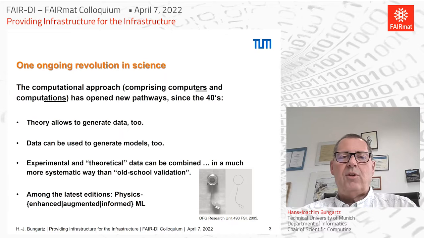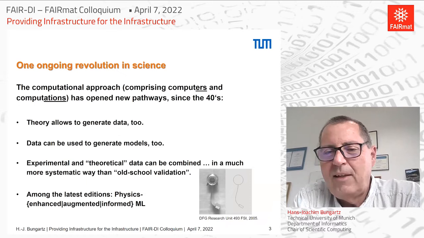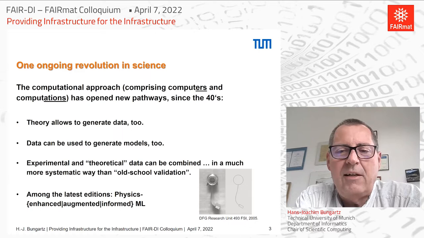Then, very important, there's nowadays the possibility, which has not been there before, to combine experimental and theoretical data results in a much more systematic way than it has been done previously. And just to give you one example of what I mean with this, or how it has been done previously, this short video was done in the DFG research unit, Forschergruppe 493 on fluid structure interactions, now 17 years ago.